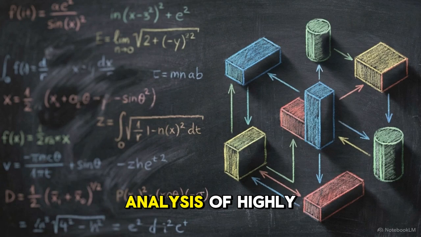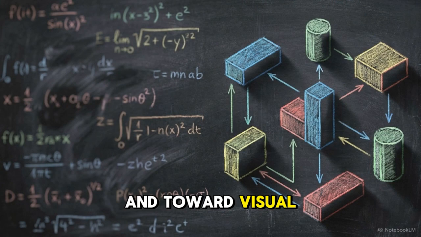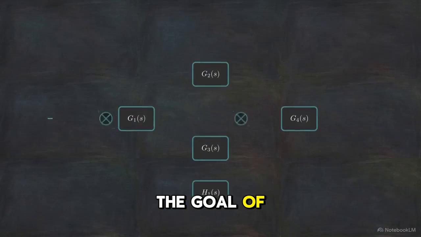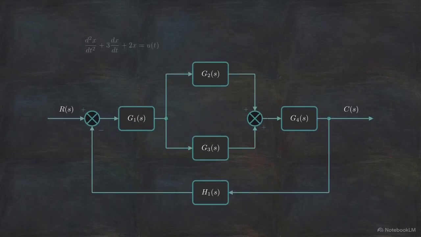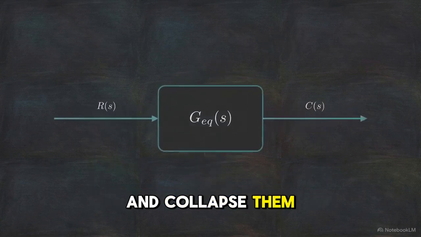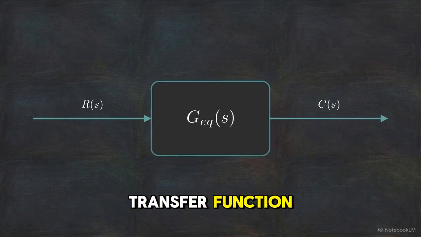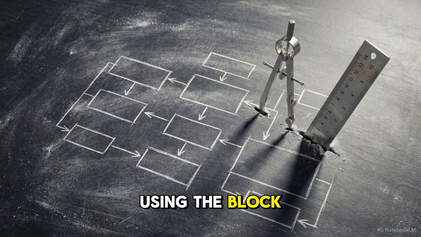To survive the analysis of highly complex systems, engineers transition away from algebraic calculation and toward visual, structural reasoning. The goal of this structural approach is specific: take a labyrinth of interconnected physical subsystems and collapse them all down into a single, highly readable equivalent input-output transfer function. We do this using the block diagram.